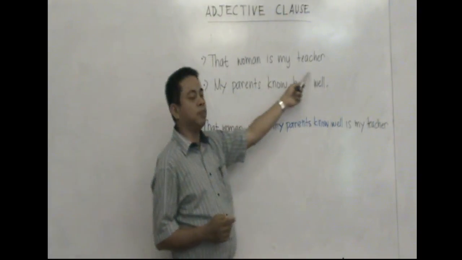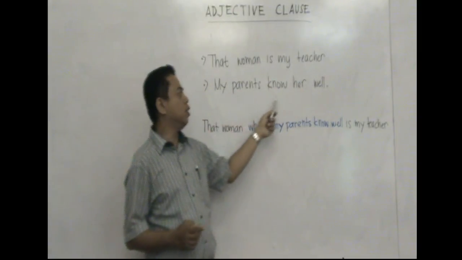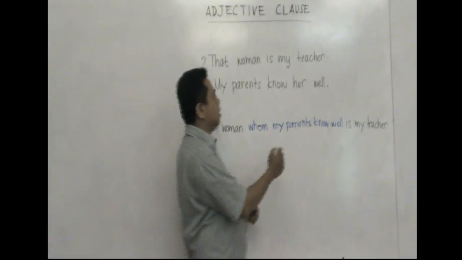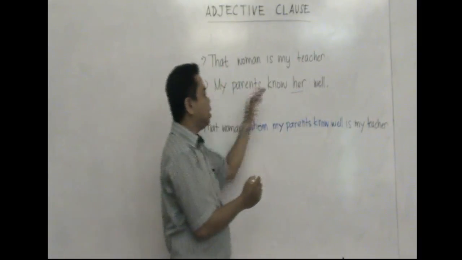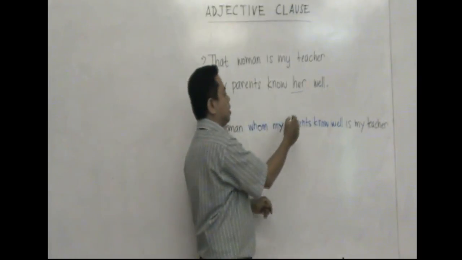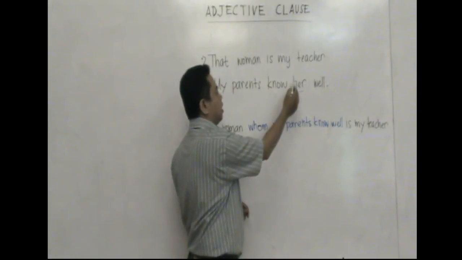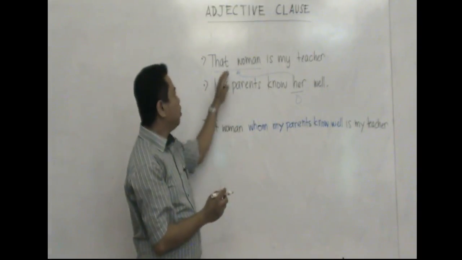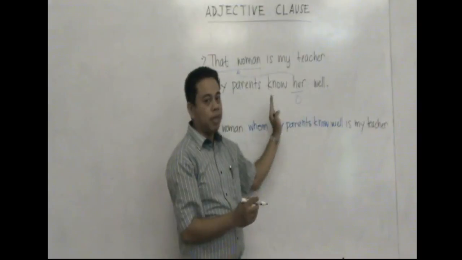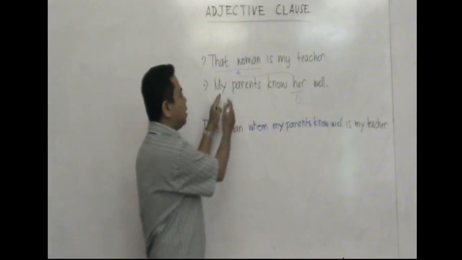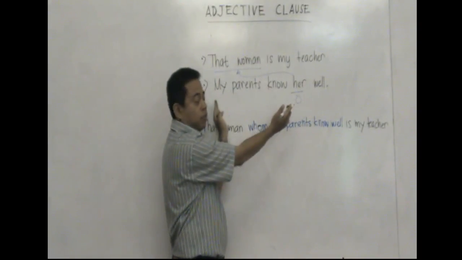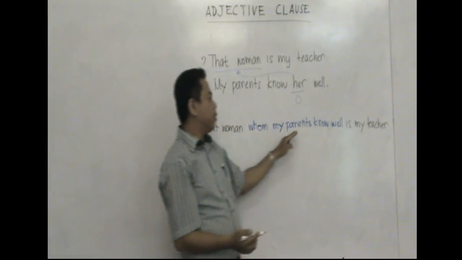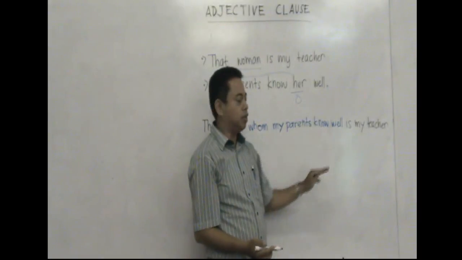That woman is my teacher. My parents know her well. So here you see that her is an object. Okay? And it refers to that woman. If you want to have that woman is my teacher as a main clause, then this sentence will be in the adjective clause. So it becomes that woman whom my parents know well is my teacher.